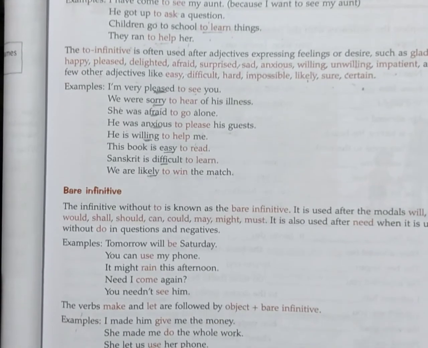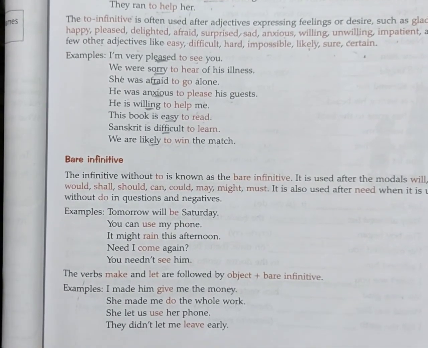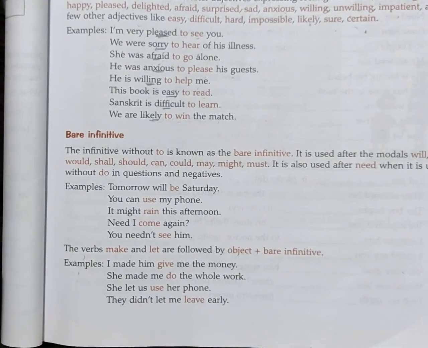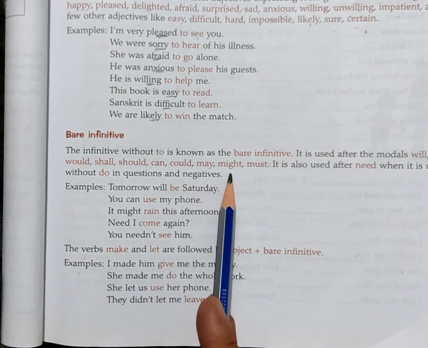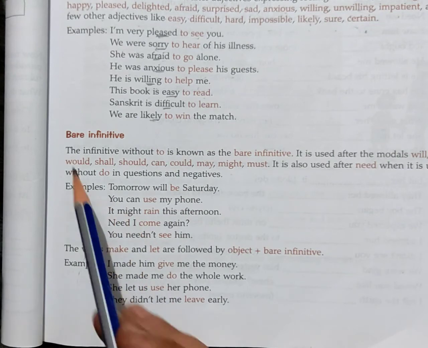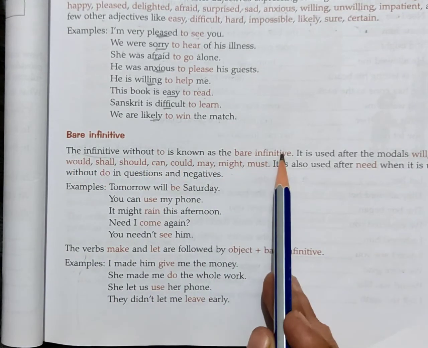This we have learned about where we have to use to infinitive. Now here we'll learn about bare infinitive. Means we don't have to use to. We just have to use that verb only. The infinitive without to is known as the bare infinitive. First of all, students, you can underline this line.